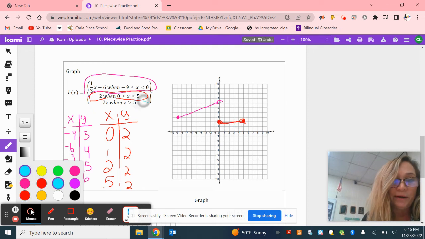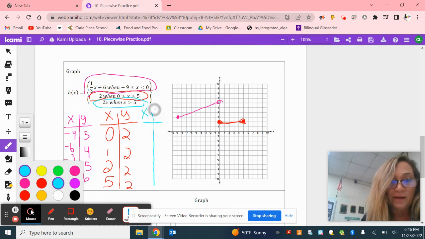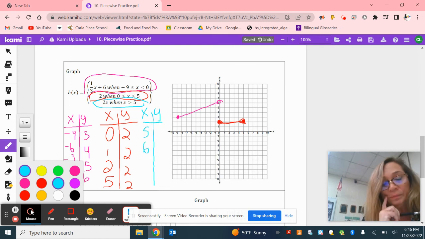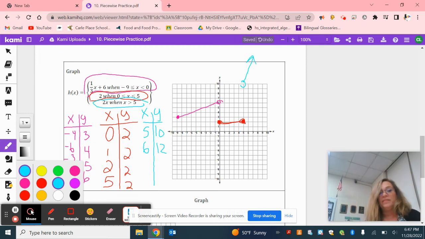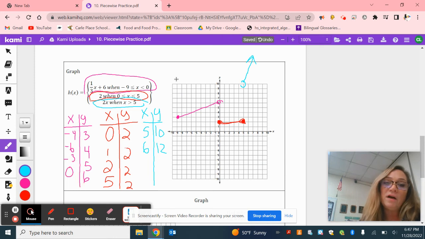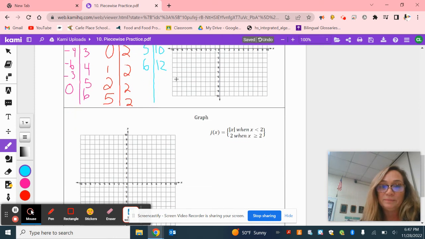Okay, and then the last part is when x is greater than 5. So I have x comma y, and I'm going to use 5 and 6. And 2 times 5 is 10. 2 times 6 is 12. So 5 comma 10 is way up here. And that's an open circle because there is no equal bar. And then I have to estimate that. And it's the ray going up there.